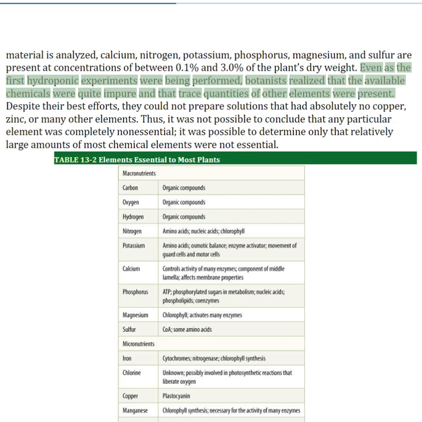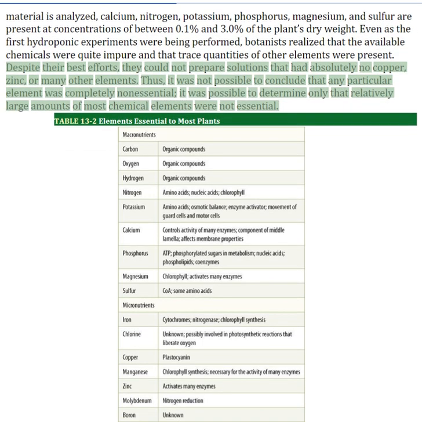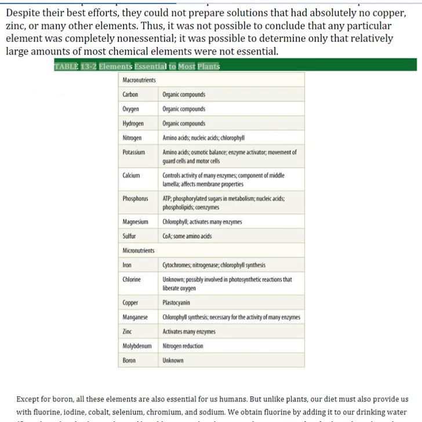Even as the first hydroponic experiments were being performed, botanists realized that the available chemicals were quite impure and that trace quantities of other elements were present. Despite their best efforts, they could not prepare solutions that had absolutely no copper, zinc, or many other elements. Thus, it was not possible to conclude that any particular element was completely non-essential. It was possible to determine only that relatively large amounts of most chemical elements were not essential. Table 13.2: elements essential to most plants.